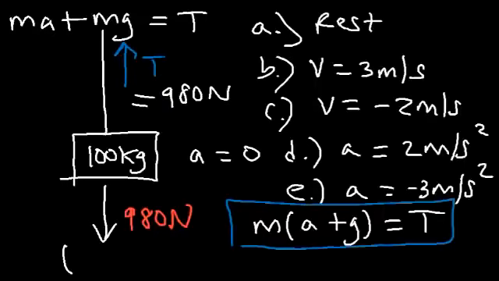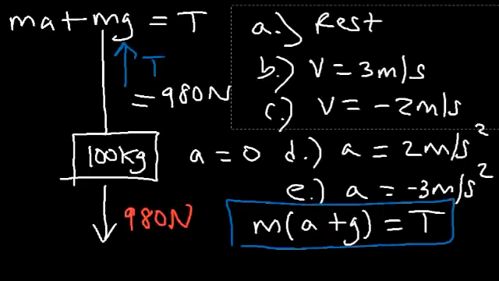Now what about parts B and C? In part B, the velocity is positive 3. It's moving up at a constant speed of 3 meters per second. At constant speed or even constant velocity, what is the acceleration? The acceleration is the rate of change of velocity. So if the velocity is not changing, then the acceleration is 0. So for B and C, if it's moving up at constant speed or down at constant speed, the acceleration is 0 and the tension force remains at 980. Now for D and E, it's different.